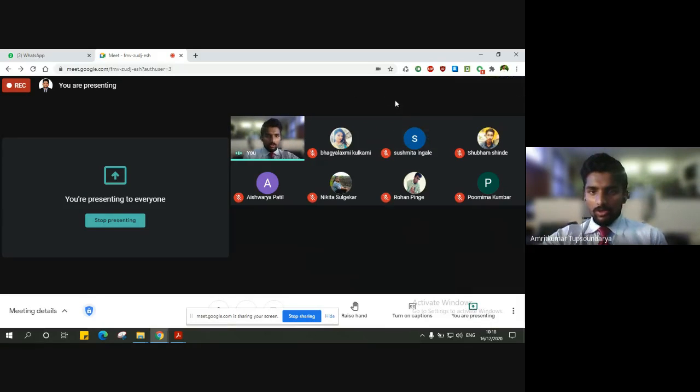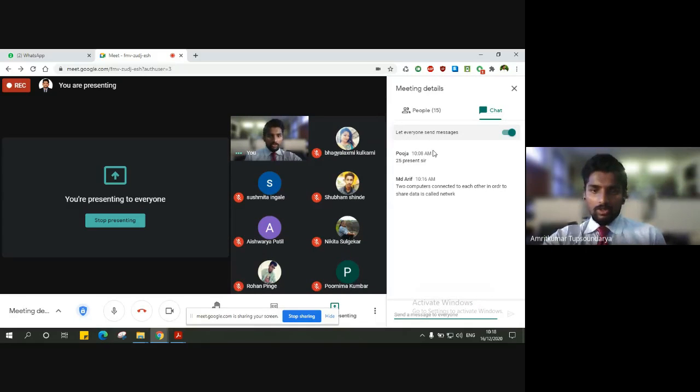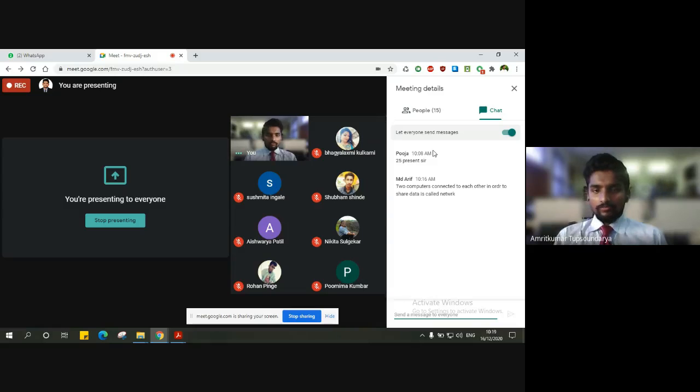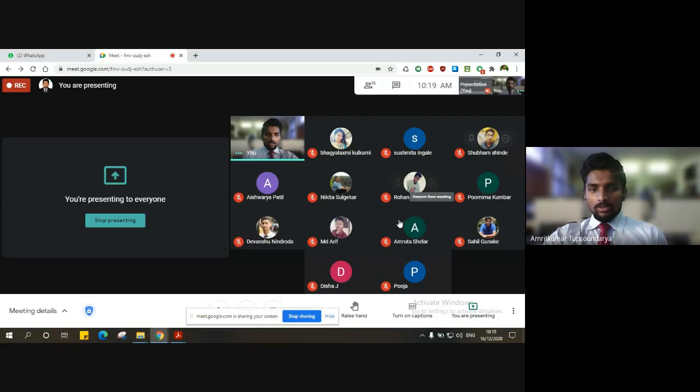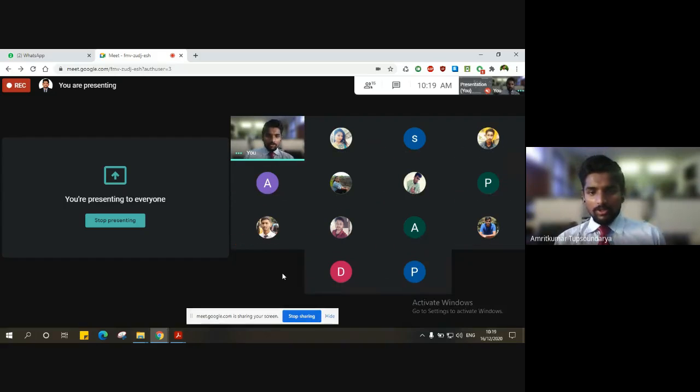Yes, your definition is right. Two or more computers connected to each other in order to share data or some information can be called a network. But I want you to relate to the subject that we're studying right now, that is machine learning. So what is a network? What are the different entities in a network?